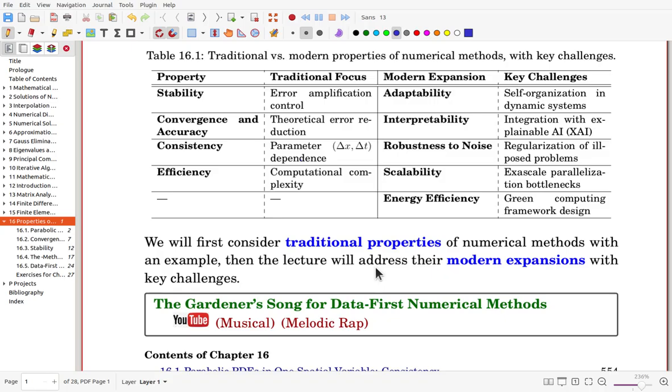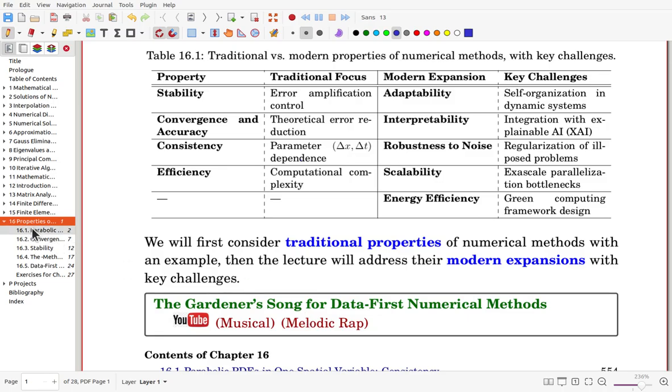You may try to listen to this music, the gardener's song for data-first numerical methods. I wrote two different lyrics. One is for musical, the other one is for rap. So you may try to listen to them, and they are explaining the data-first numerical methods from two different angles, so you can understand better.